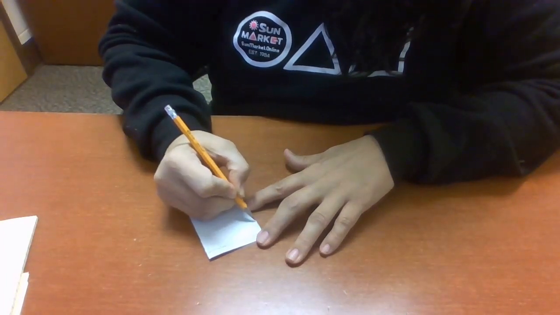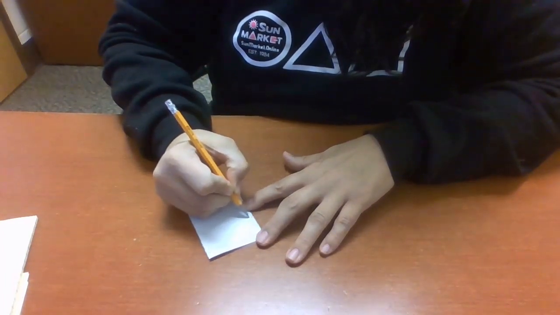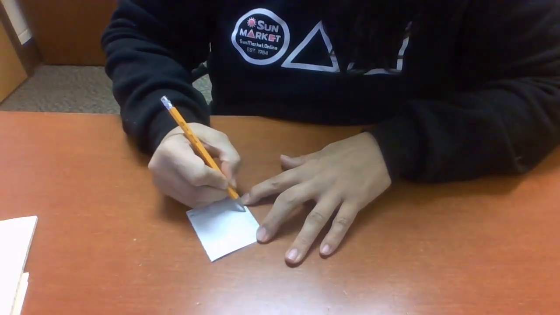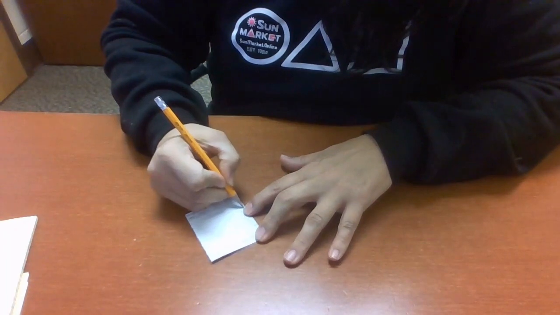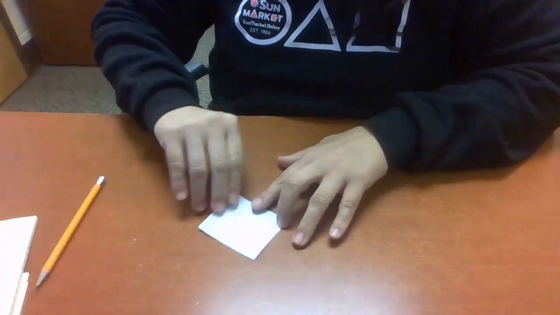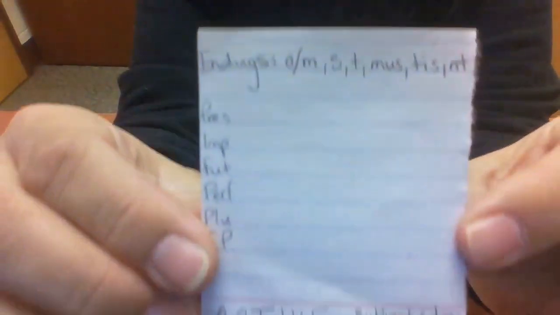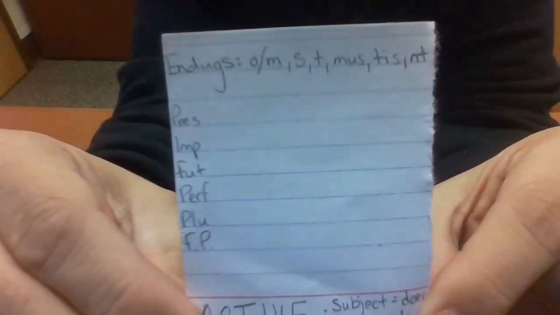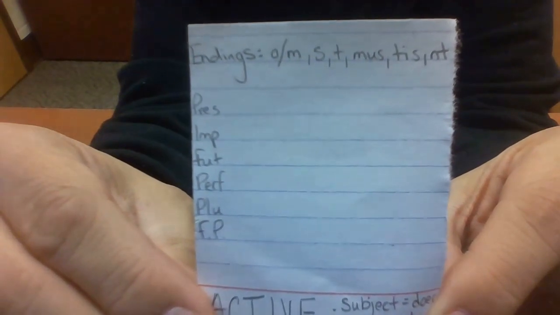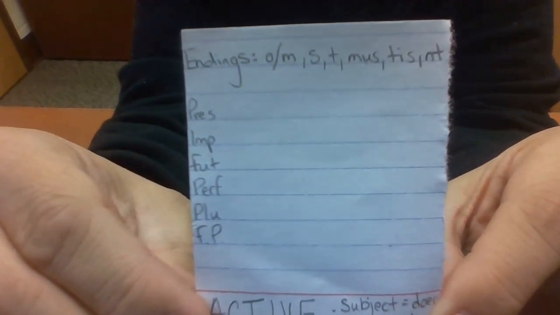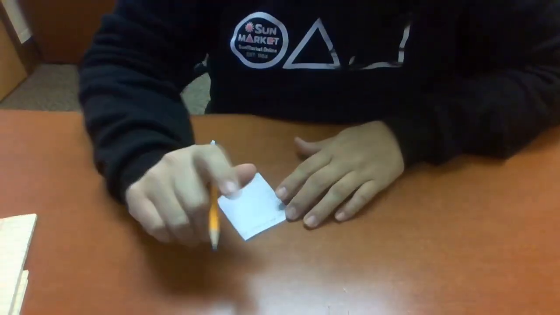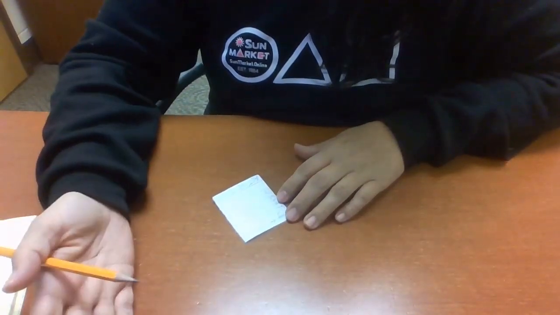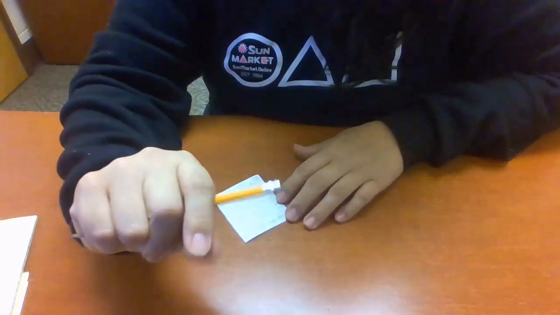Now, what you're going to write here, okay, you make a little synopsis chart. So you're going to write present, imperfect, future, perfect, pluperfect, future perfect. Just like that. Please make that be your note card. And what we're going to be writing here is how you translate each of these tenses in the active voice, which is, of course, what you've been doing this whole time.